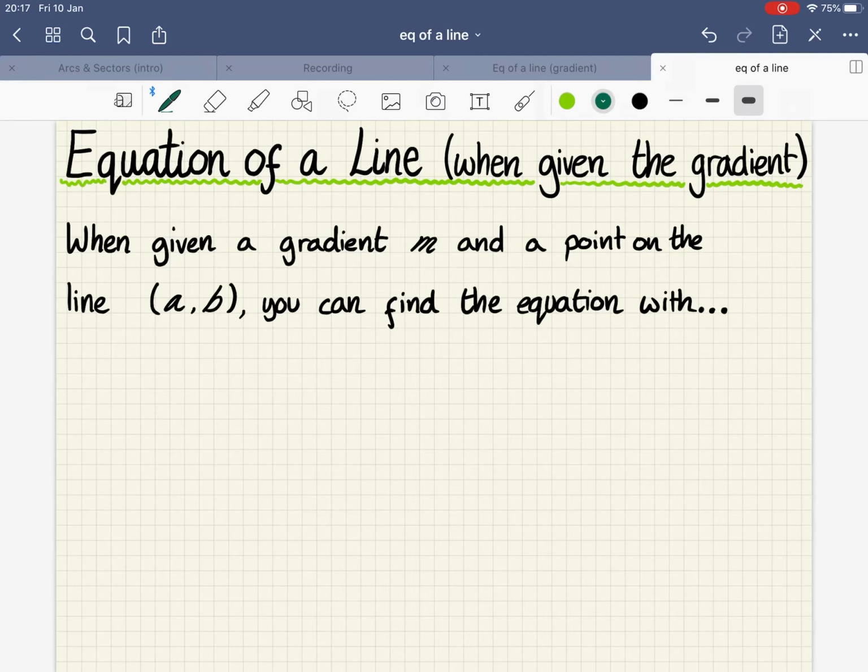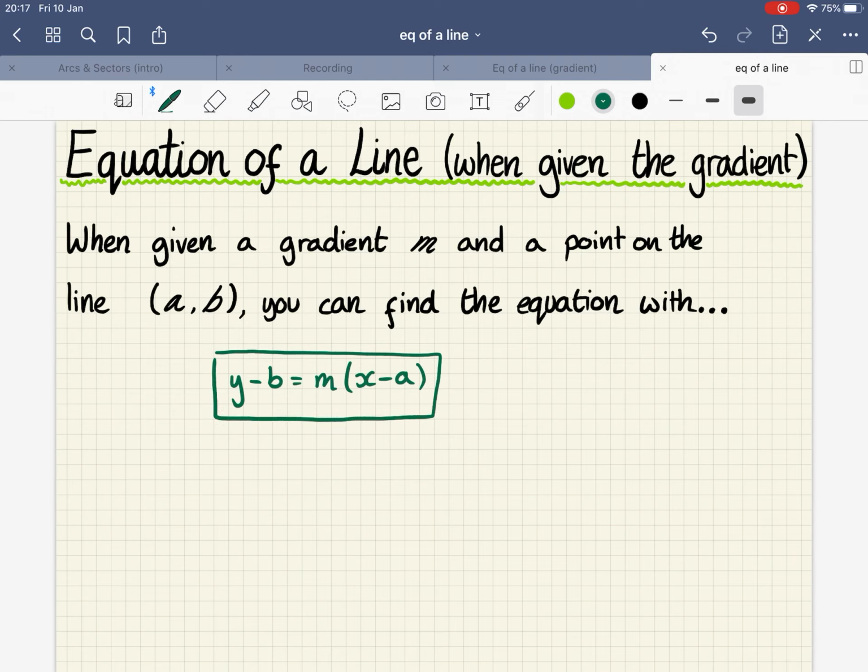Okay, so next one we have equation of a line, and this is when we are given the gradient. So in the next video, I'll be combining the two previous, this video and the previous one together. So here, when given a gradient m and a point on the line (a, b), you can find the equation with y minus b equals m bracket x minus a. So again, you need to memorize this formula.